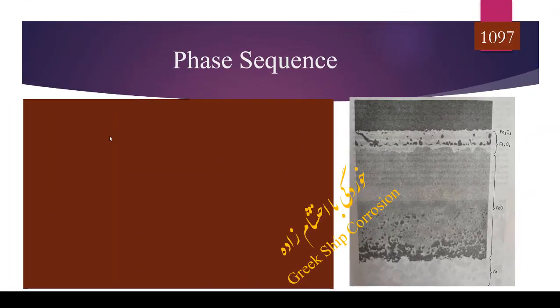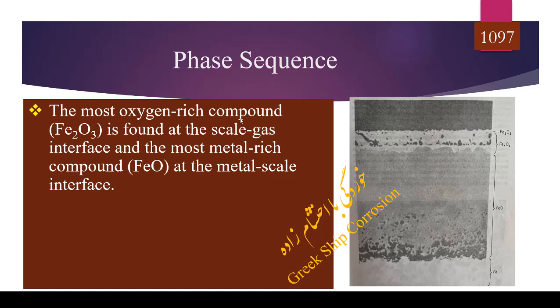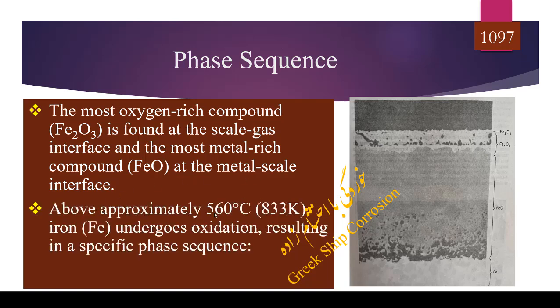Phase sequence. The most oxygen-rich compound, Fe2O3, is found at the scale gas interface, and the most metal-rich compound, FeO, at the metal scale interface. Above approximately 560 degrees Celsius, iron undergoes oxidation, resulting in a specific phase sequence: Fe, FeO, Fe3O4, Fe2O3, O2.